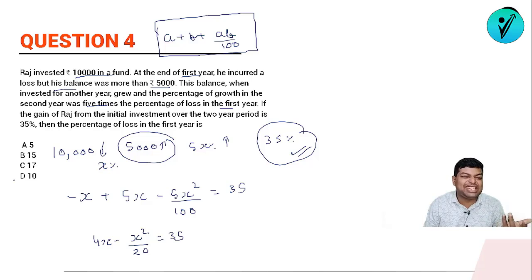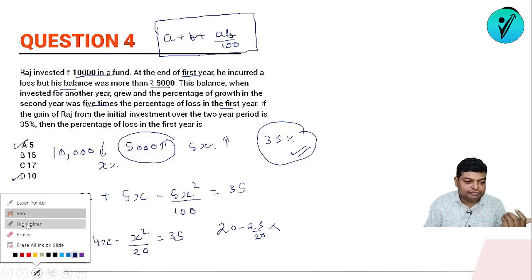So सबसे easy तो मुझे 10 ही दिख रहा है, ठीक है. So either I'll be starting off with 5 or I'll be starting off with 10. Easy number से start करना कभी भी. तो मान लो let's start with 5. So if you place the value of 5, it will be 4 into 5, 20, minus 25 by 20. So obviously this will not be 35.